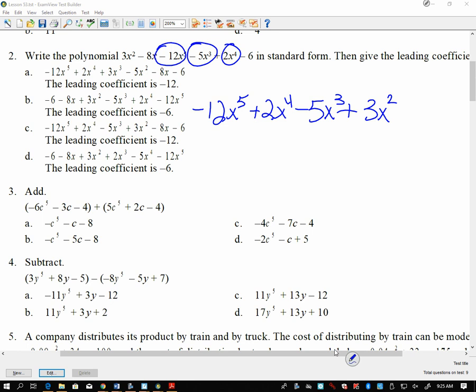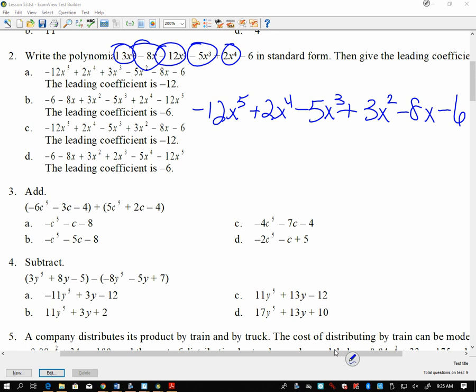Let's see. Abby, what's next? Negative 8x. Okay, good. Okay, McEwen, what do we end with? Negative 6. Okay, good. Standard form, 5, 4, 3, 2, 1, 0. Okay, so all that's right.